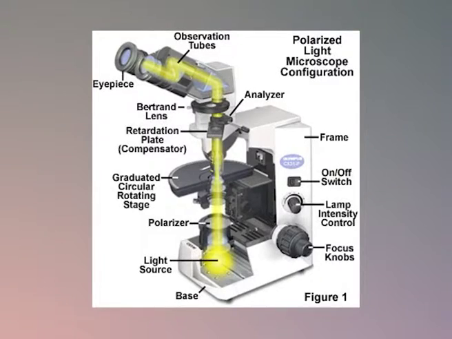Then you have the polarized light microscope. A polarized light microscope is a microscope which is equipped with two polarizing elements. One of them is the polarizer, which is located between the light source and the sample, while the other one is the analyzer, which is located between the sample and the observer.